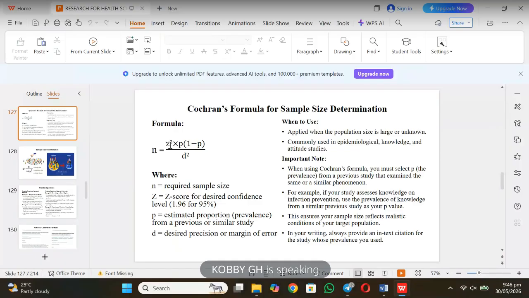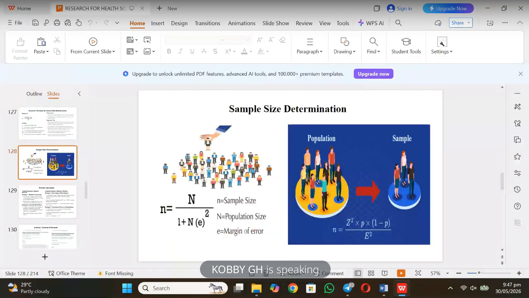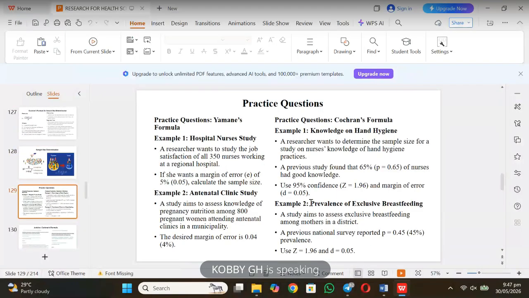D. The D is the same as the E, and that's the margin of error. So we will always give you the D in the question. So you see here, the D is 0.05. And again, you can also get the D from the confidence level that will be given in the question. If we tell you the confidence is 98%, it means the D will be equal to 0.02.